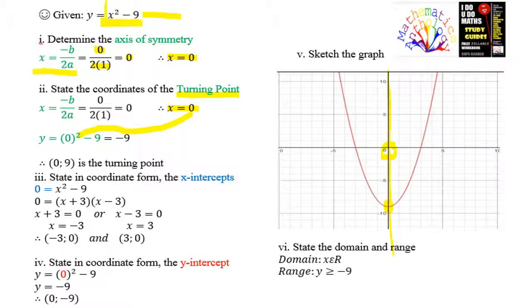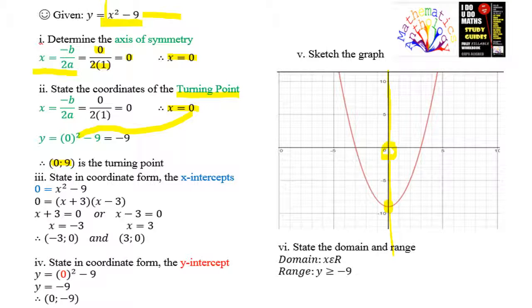So that becomes y is equal to 0 squared minus 9, which is -9, which means that my coordinate of the turning point is 0, and this should be -9 here. So 0 and -9 is the turning point.